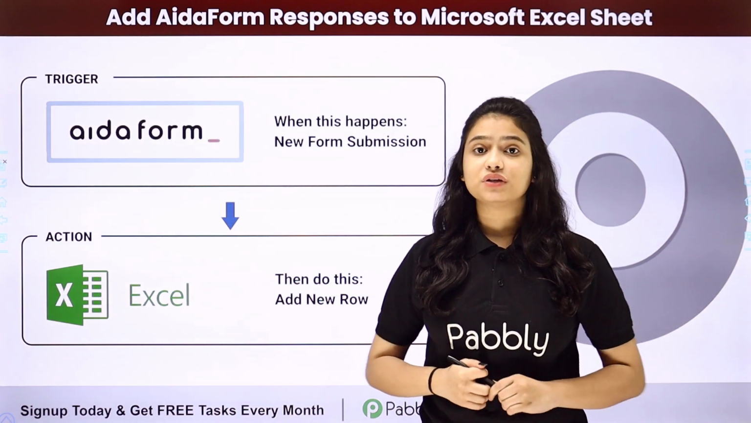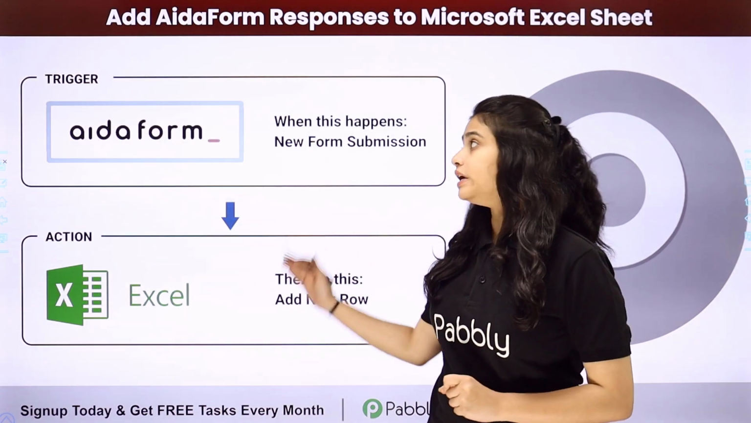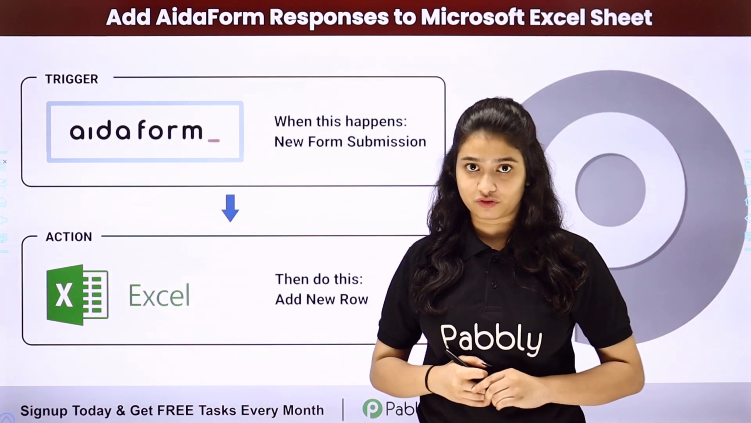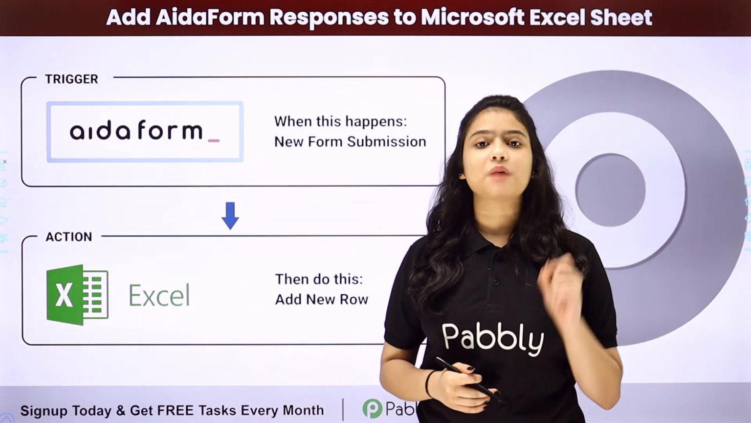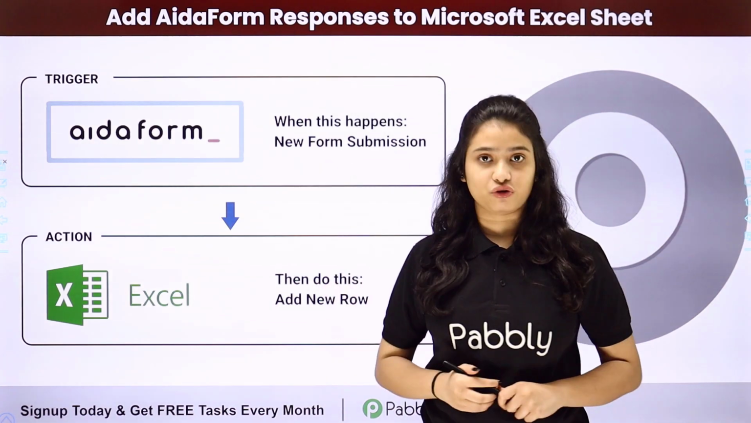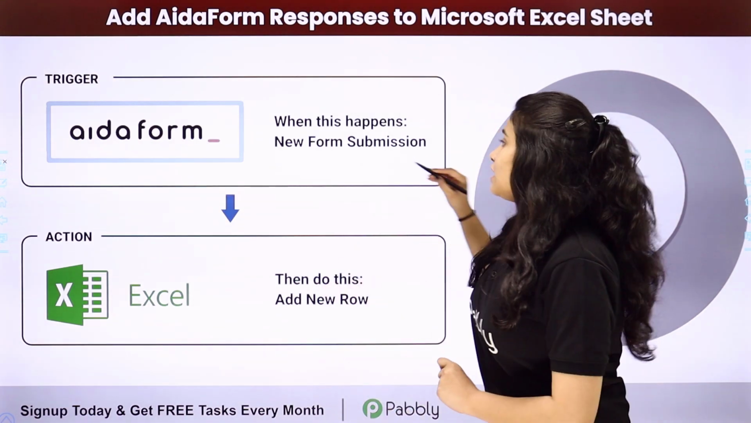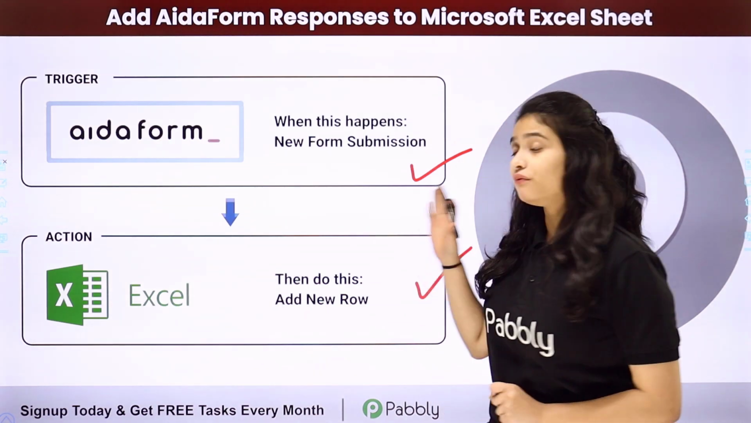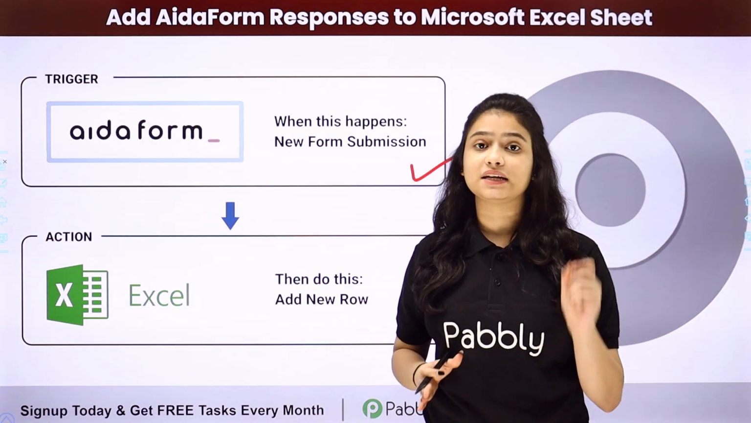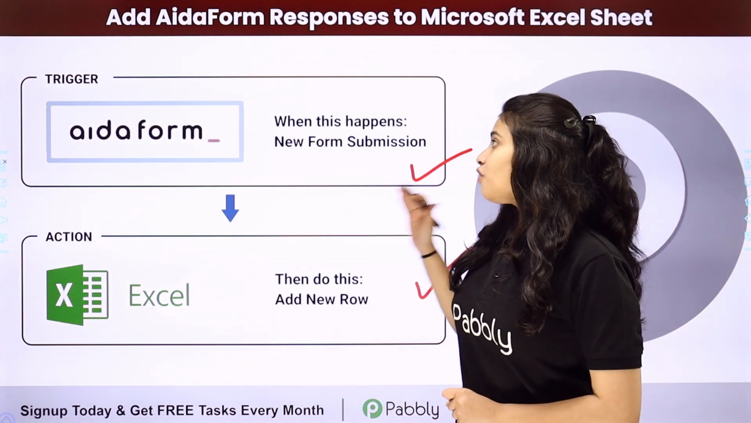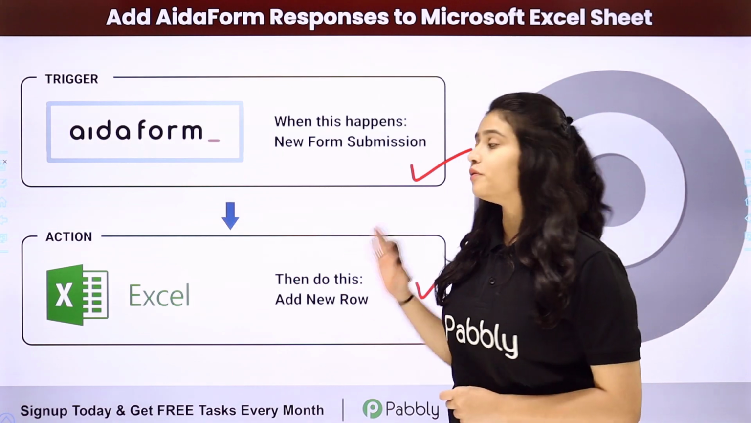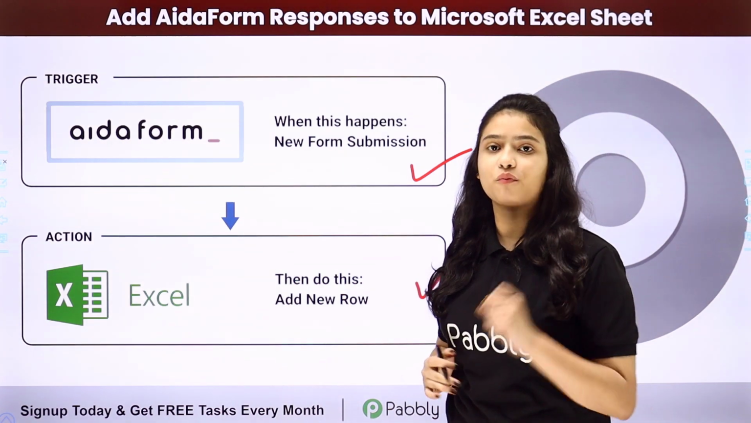Now how are we going to do that automatically? For that we will have to integrate both these applications, and because they do not have any kind of native integration between them, we are going to use Pabbly Connect here in order to connect both of them. So we have AidaForm in our trigger and Microsoft Excel in our action, and we are going to connect them by using Pabbly Connect in such a way that whenever a new form is submitted in our AidaForm, automatically the response of that particular form will be captured in our Excel sheet in the form of a new row.